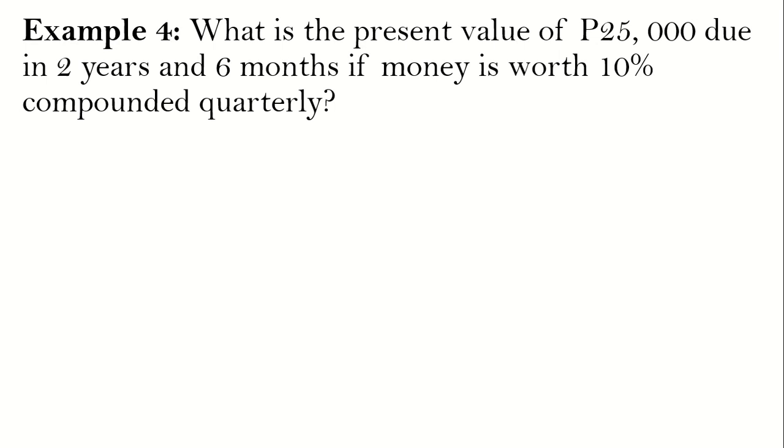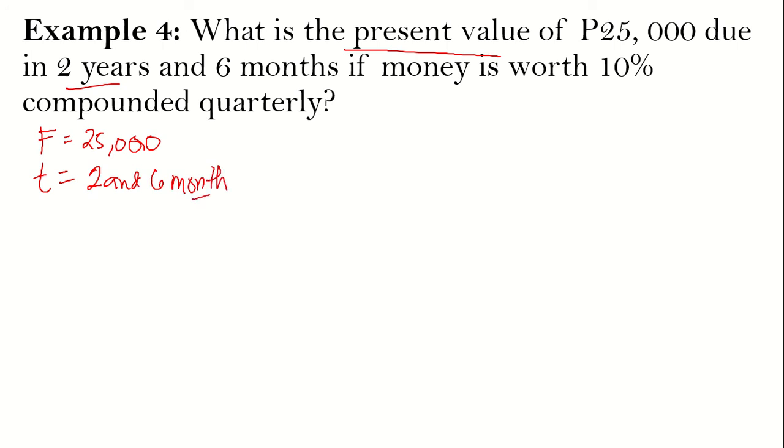Okay, example 4. What is the present value of 25,000 pesos due in 2 years and 6 months if money is worth 10% compounded quarterly? So we are looking for the present value. So 25,000 here is the future value. 2 years, this is T. 2 years and 6 months. So you have to convert this into year, itong 6 months.